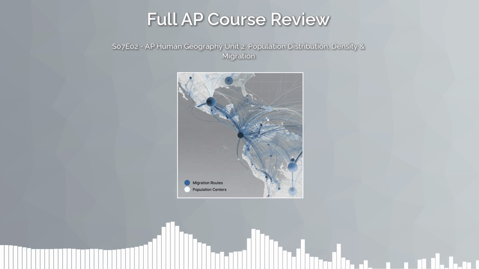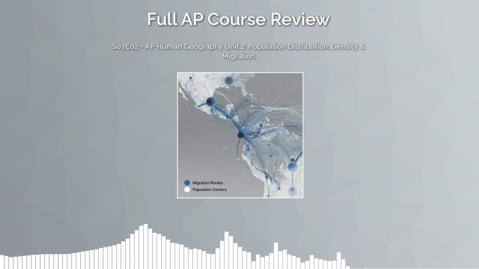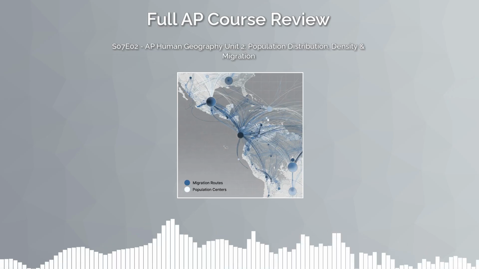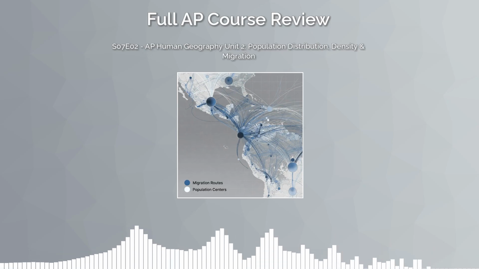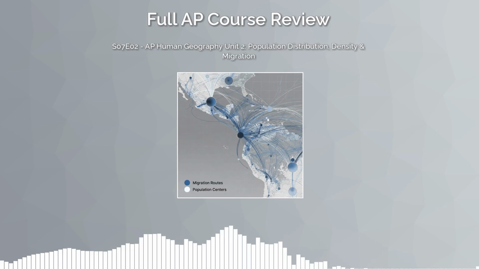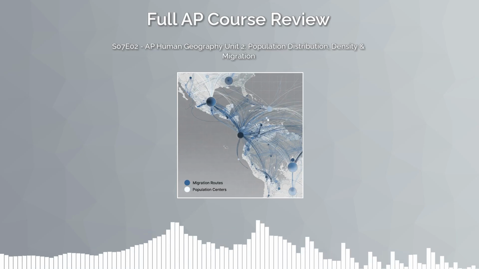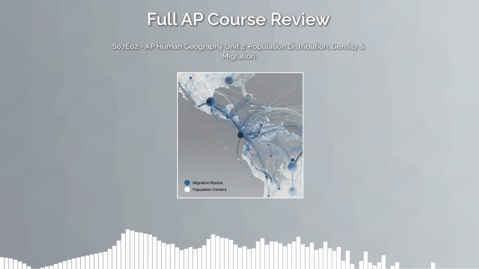A constrictive pyramid signals low CBR, low CDR, high life expectancy, an aging population, and potential labor shortages and pension crises down the road. The AP exam will sometimes describe a country facing challenges supporting its elderly population and ask you to identify the pyramid shape. The answer is constrictive.